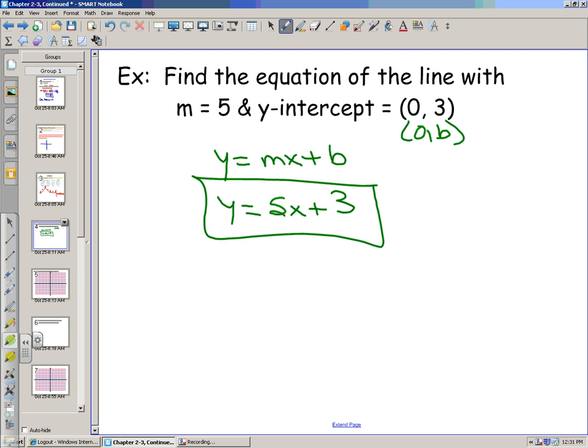Make sense? That's it, babe. Done. Write an equation for each line. That's what it says to do. Taisha.